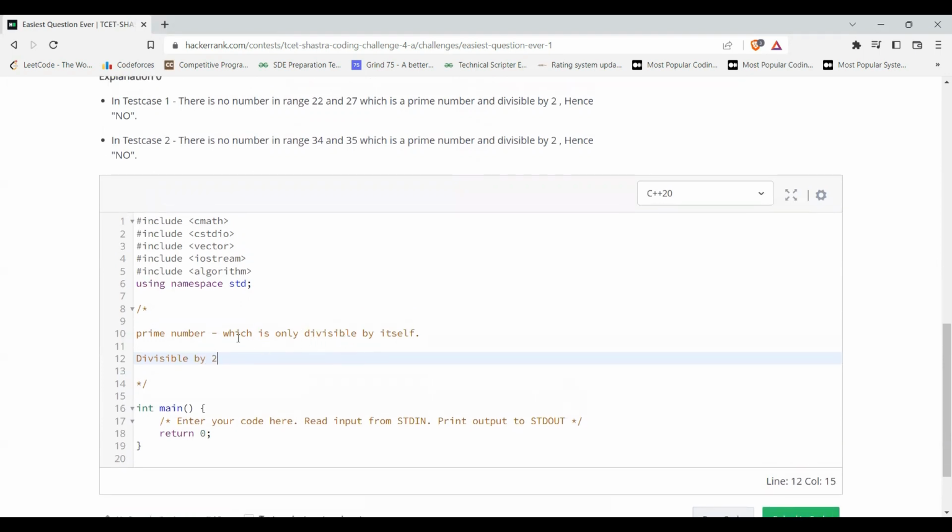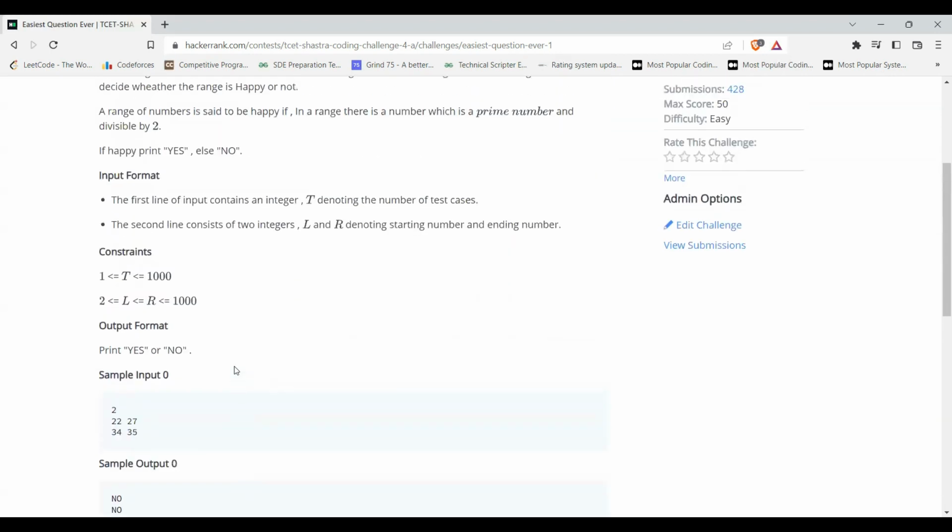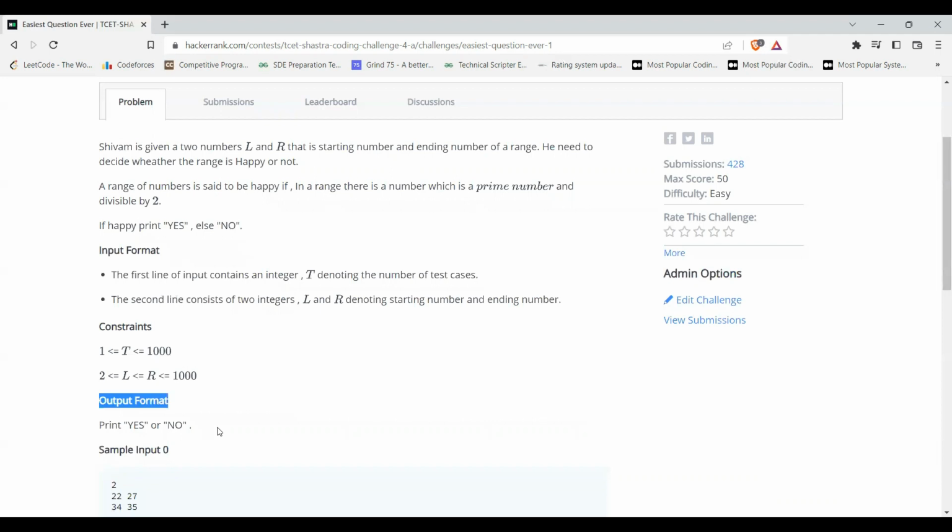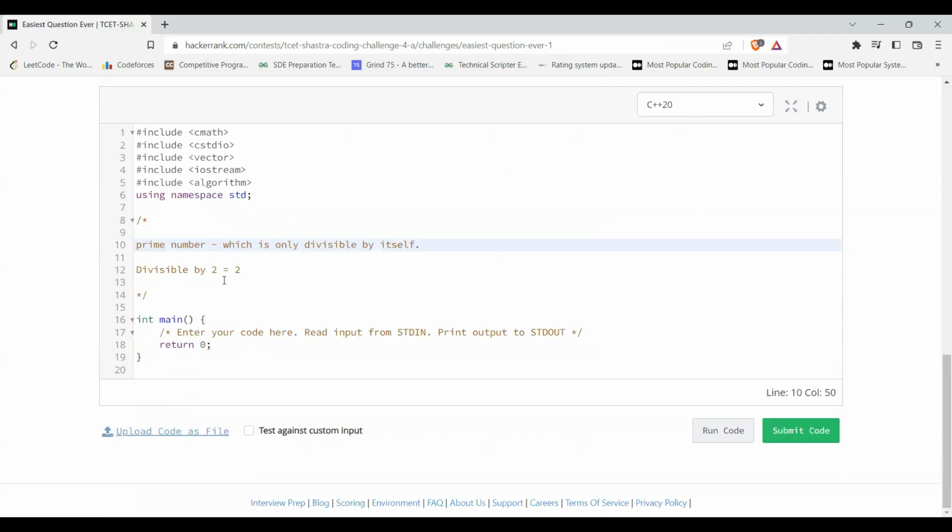So if you make a detailed observation, you will know that there is only one prime number which is divisible by 2, that is 2, because a prime number is a number which is only divisible by itself. So we can conclude that in the whole number system there is only one number that is a prime number and divisible by 2, that is 2. So we got one hint.